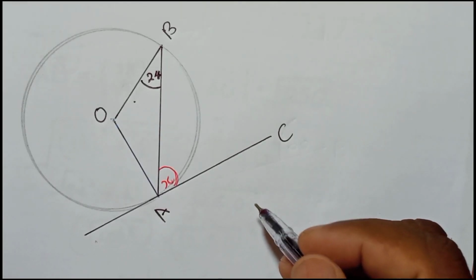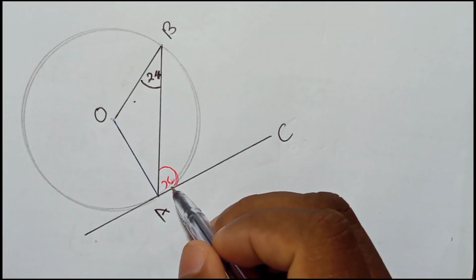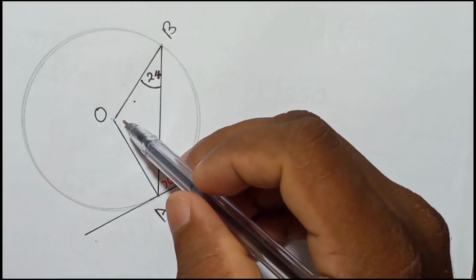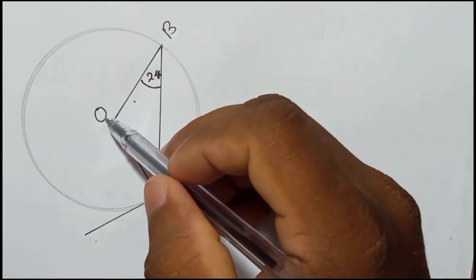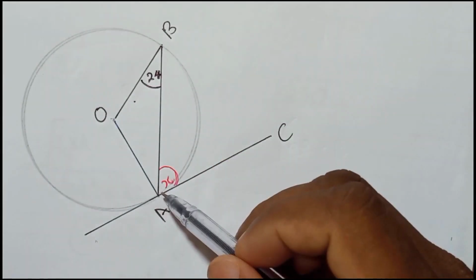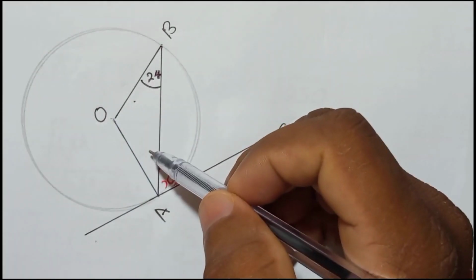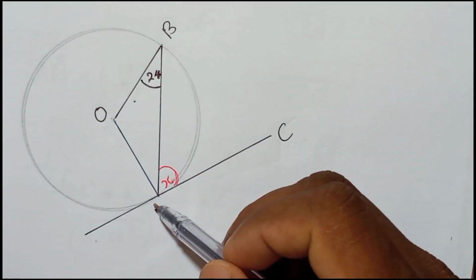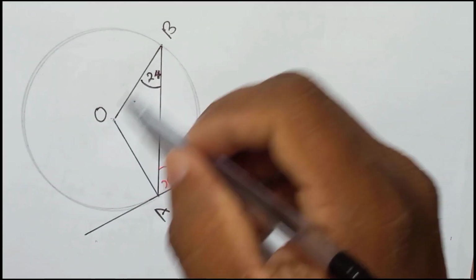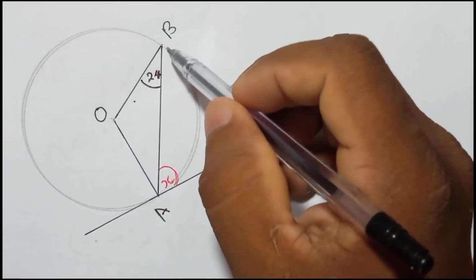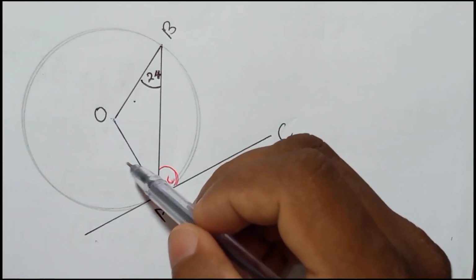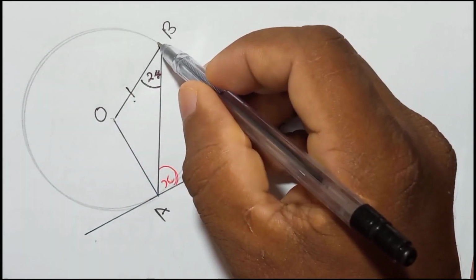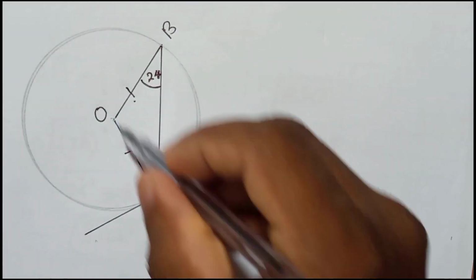Okay, we have to find the value of x, right? Here you can see this is an isosceles triangle. That means AOB is an isosceles triangle. Why? OB and OA are equal because these are radii of the same circle, right? OB and OA are radii of the same circle. So that's why OB must be equal to OA.